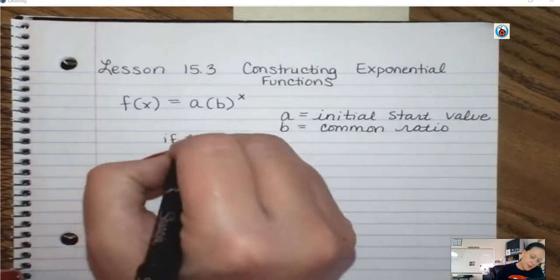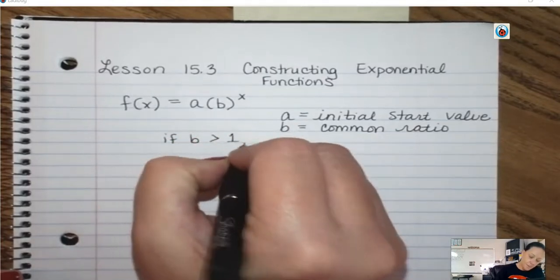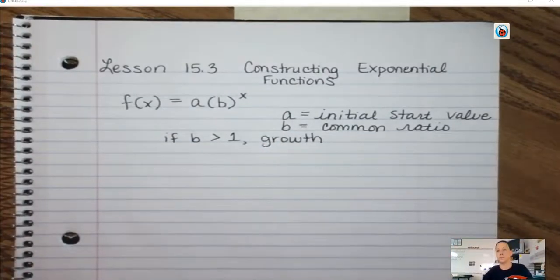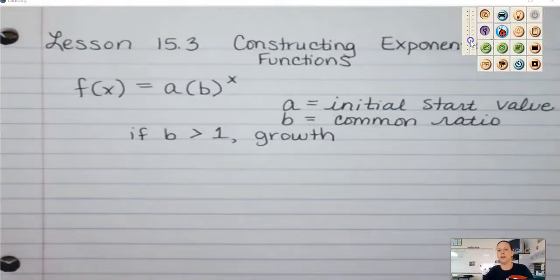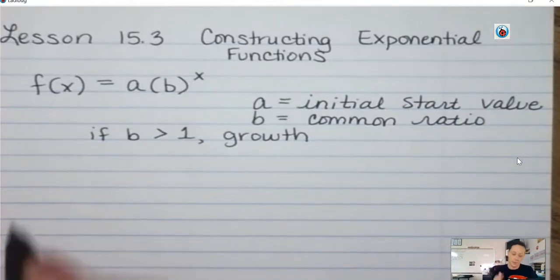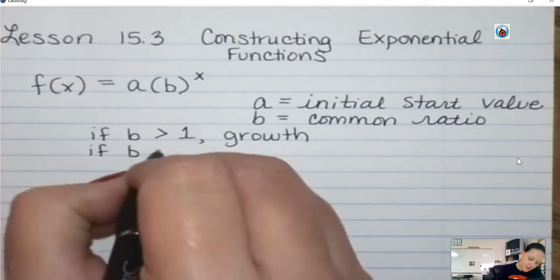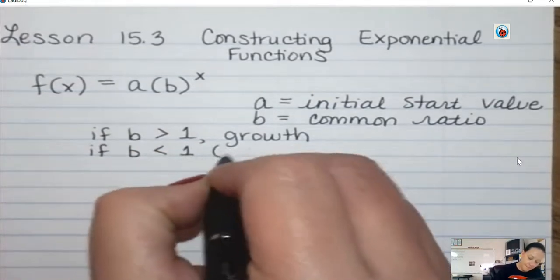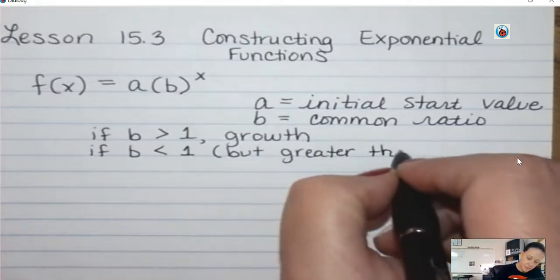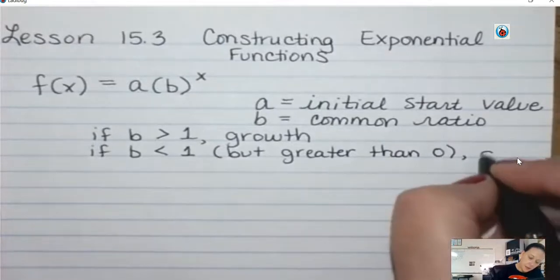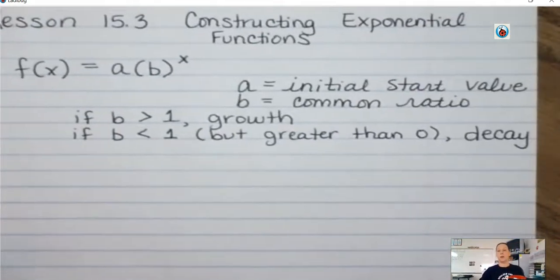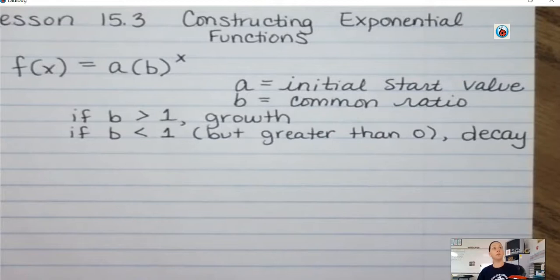If B is greater than 1, we call that a growth. So if your B value is a number that's bigger than 1, it's called a growth. If B is less than 1 but greater than 0, it's called a decay. So bigger than 1, we call it a growth. Less than 1, but bigger than 0 is a decay.